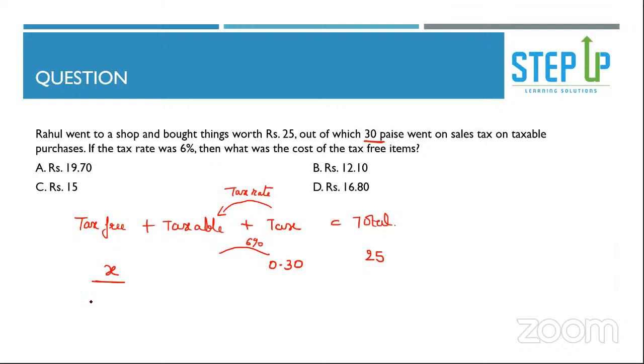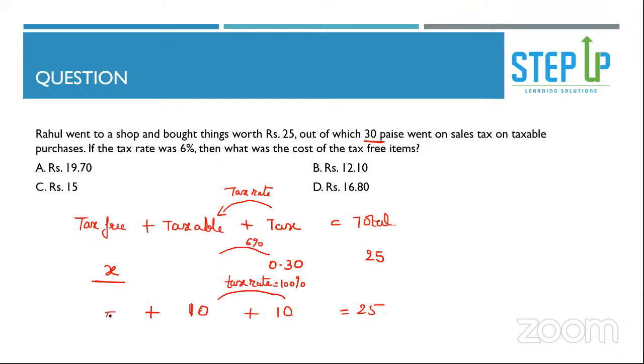Let's take a very simple example. Let's say the taxable article is of 10 rupees, and the tax rate is 100%, though it never happens. If the tax rate is 100%, 100% of 10 means 10. So he has to pay 10 rupees in tax. That's why it is giving you 25 rupees, for an example.